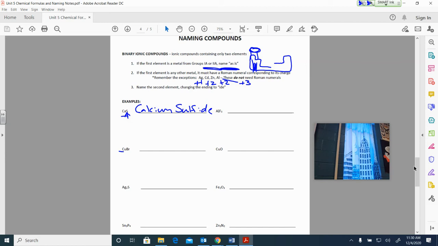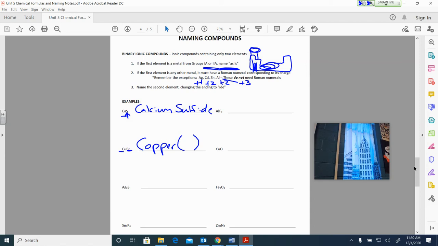Okay, so I'm going to look up Cu on the periodic table. It's in this middle section, so it does need Roman numerals, but I can go ahead and write its name, which is copper. Since I know it's going to need Roman numerals, I'm going to go ahead and put in those parentheses where those Roman numerals are going to go, and I'll come back to it in a second.